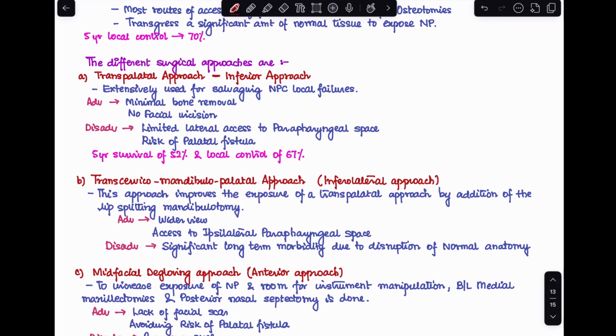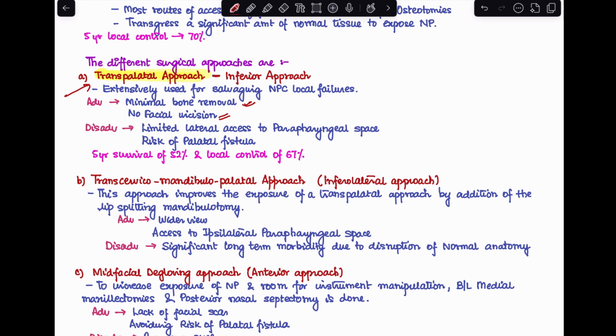So, starting with our first approach, the inferior most approach where we are targeting the nasopharynx inferiorly. This is known as the transpalatal approach. This approach is actually very extensively used to treat local failures. The advantage being there is minimal bone removal over here, and we do not need any facial incision. Here we are approaching it through the palate inferiorly.